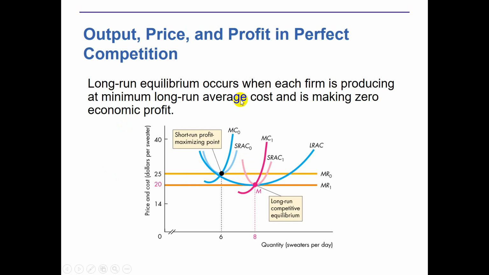So long run equilibrium occurs when each firm is producing at minimum long run average cost, that is this one, the long run average cost that's minimum, and is making zero economic profit, because at that point marginal revenue is equal to marginal cost. You can see here this is marginal revenue and this is marginal cost. And the long run average cost is at its minimum level.